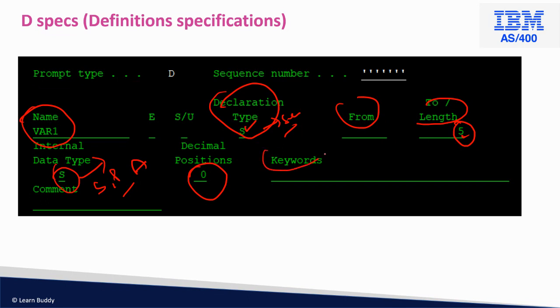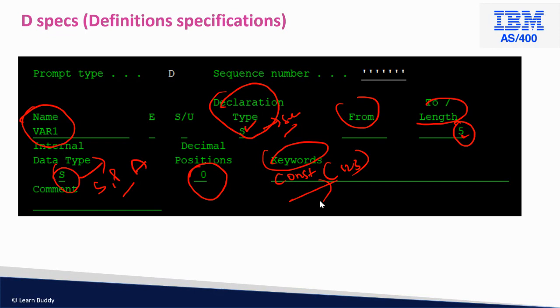And here you can also use some keywords. As we discussed, we can also define a constant variable. For that, you can use the keyword constant and give it some value. Why a constant variable? Because you cannot change that variable's value within the program. It will be constant.